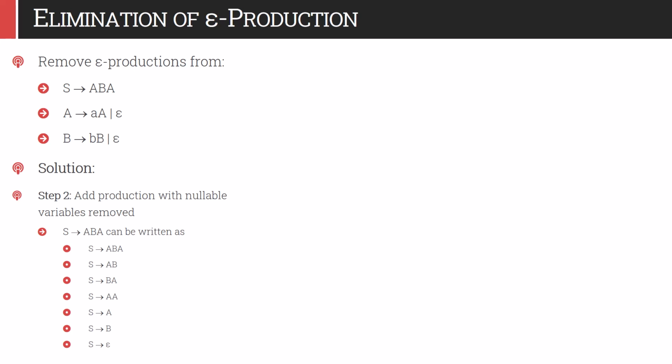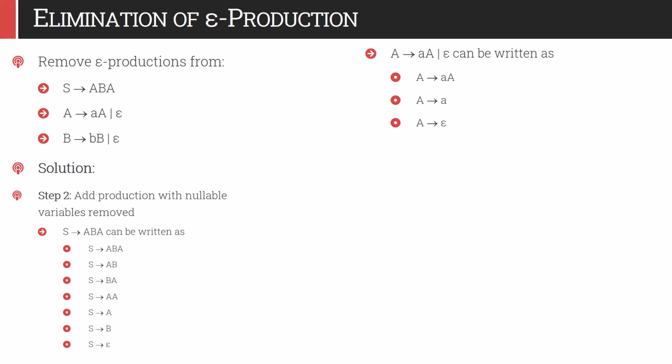The same we have to repeat for all the remaining productions. So we have A gives AA or epsilon, which we can write separately. First one is A gives AA. In this production, capital A is nullable, so we have to remove it. So we will only be left with A gives A.